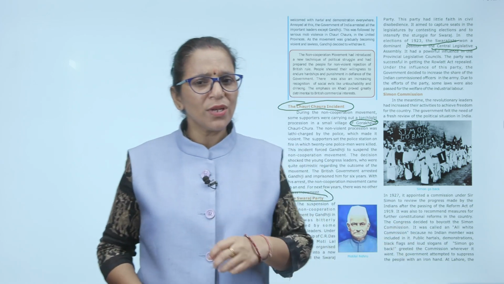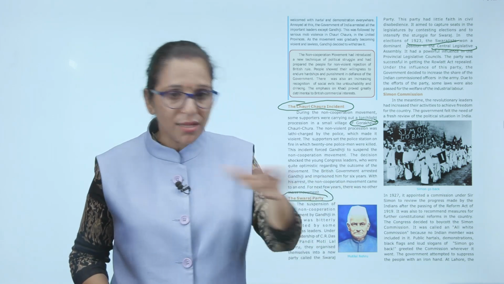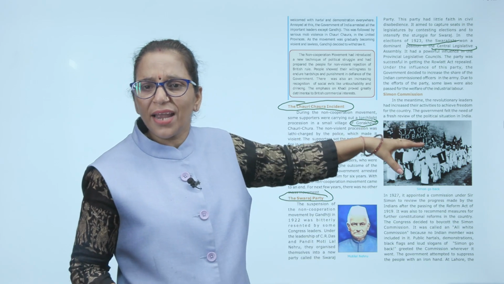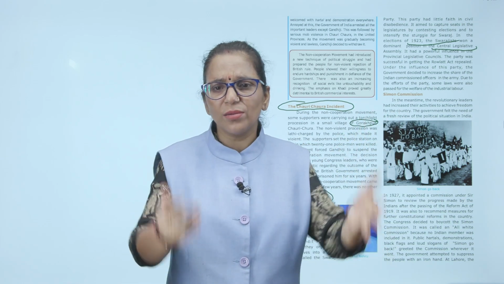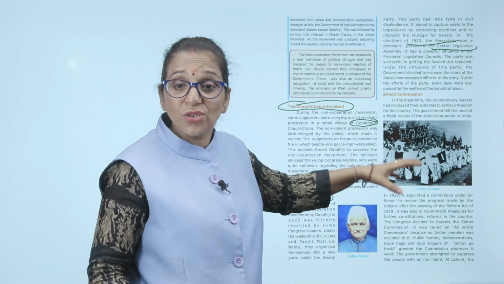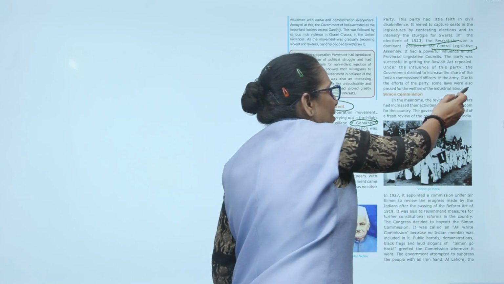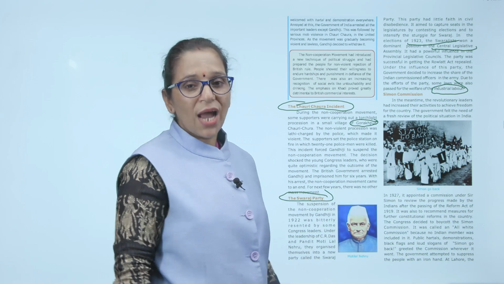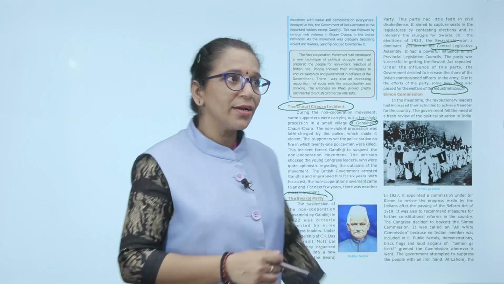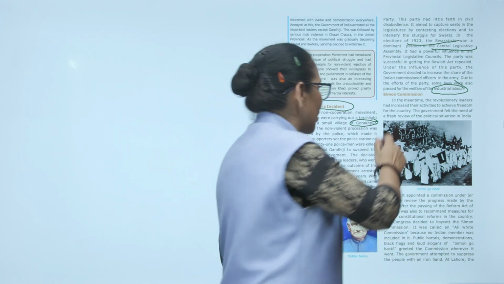The party was successful in getting the Rowlatt Act repealed. And under the influence of this party, the government decided to increase the share of Indian commissioned officers in the army also. In the army, the number of Indians has increased. And due to the Swarajist effort only, some laws were also passed for the welfare of the industrial sector and industrial labor of India. Now, after the Swaraj Party, there is one commission that entered into Indian history very dramatically.